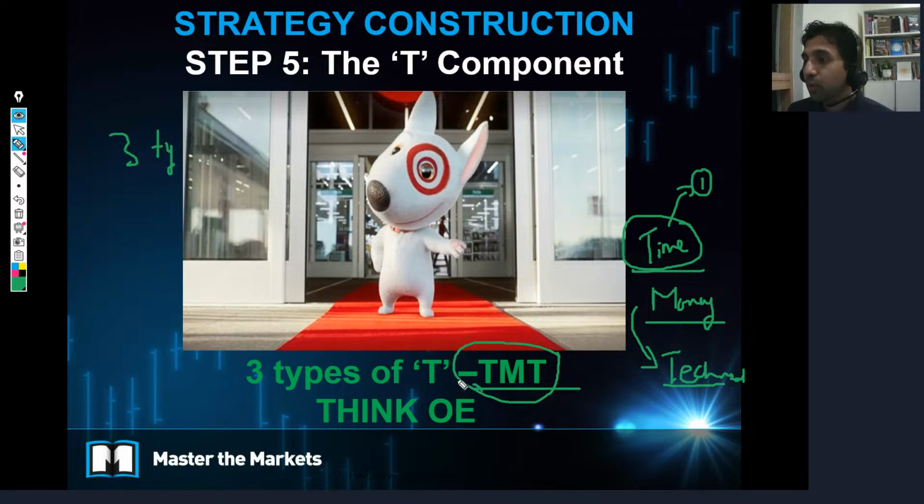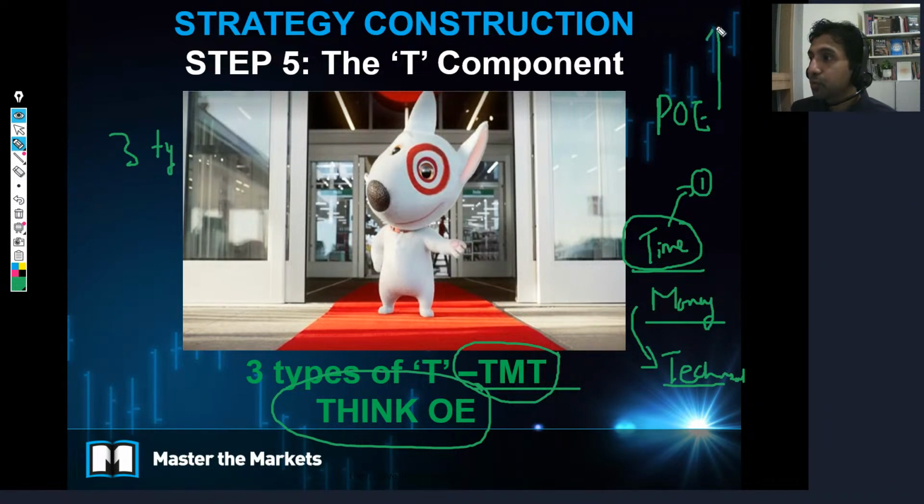We think in terms of what we call OE, which is called open equity. Now, what do I mean by that? Open equity basically means upon point of entry, how much move is left. How much move is left?